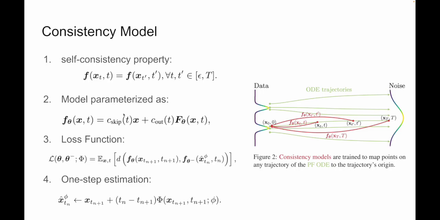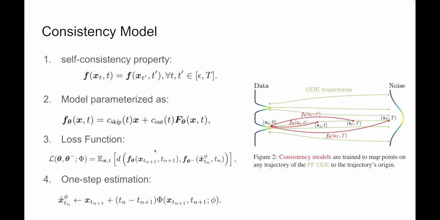Secondly, we need to parameterize this model as f theta(x, t) equals c_skip(t) times x plus c_out(t) times F theta. F theta is a neural network, usually we use a UNet for it. So for example, if t equals the Gaussian noise e, then f theta(x, e) equals 1 times x plus 0 times F theta. That means if we just add one Gaussian noise to this clean image, we should get back to the clean image by using f theta, this consistency model.